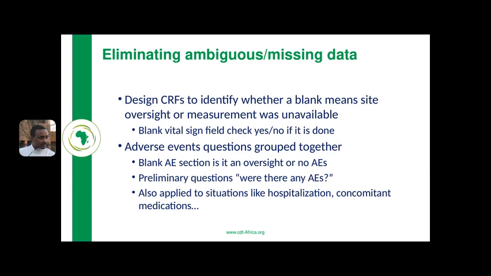Another example is adverse events. Adverse event questions are grouped together, and there is usually an entry question asking whether an adverse event has occurred or not. If the answer is yes, then we expect details about the adverse event to be entered. But if the answer is no, then we expect the detailed sections of the adverse event to be skipped. Similar groupings of questions could take place for events like hospitalization and concomitant medications.